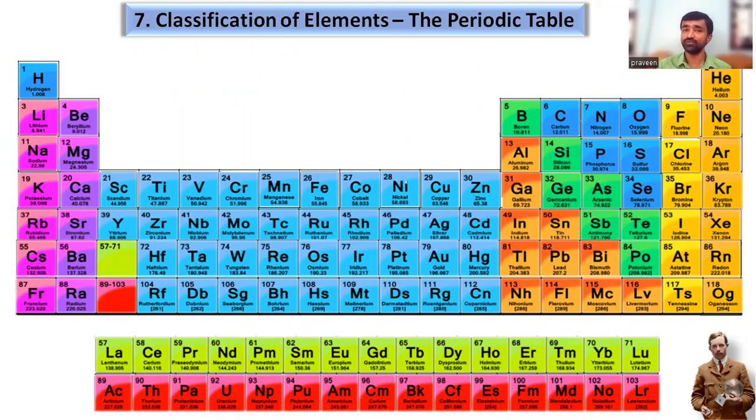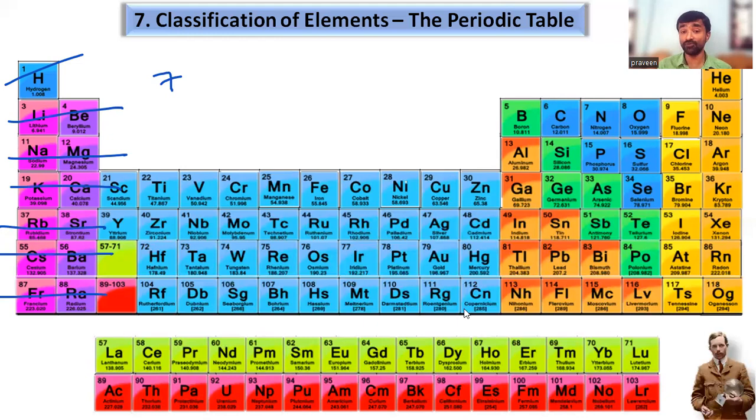Horizontal rows. Don't go for the separated one. They are included in the 6th and 7th horizontal rows. So how many horizontal rows are there? Count them. Here, I started counting: first one, second, third, fourth, fifth, sixth, seventh. So how many horizontal rows are there? 7 horizontal rows are there.